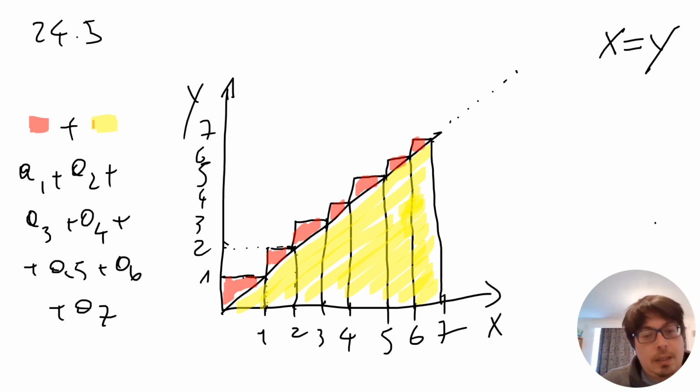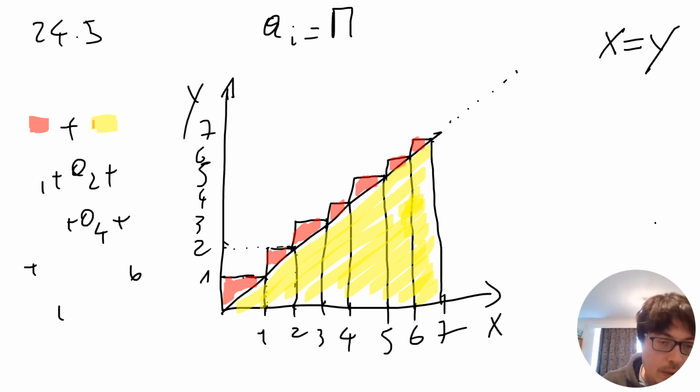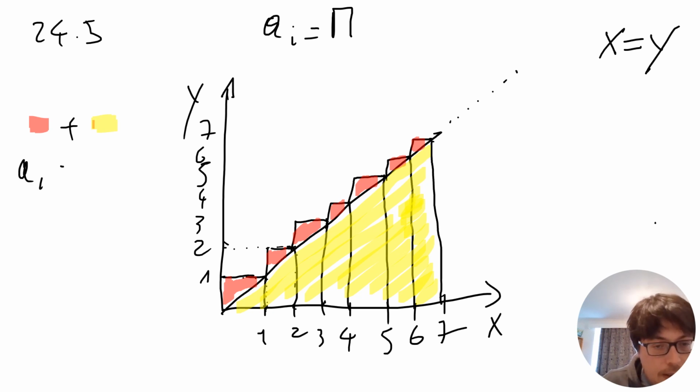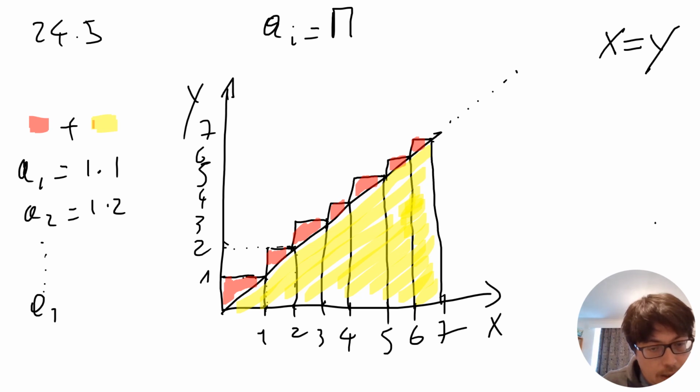All of these A's, we remember, are rectangles. The base of the rectangle is 1 because I chopped it with integers, but the height changes with each rectangle, as we can see, according to the rule that we decided, which is x equals y. So A1 is equal to the area, 1 times 1. A2 is equal to 1 times 2. And then A7 is equal to 1 times 7.